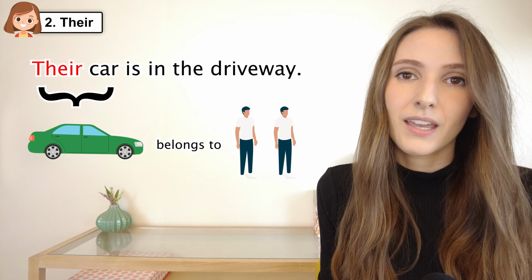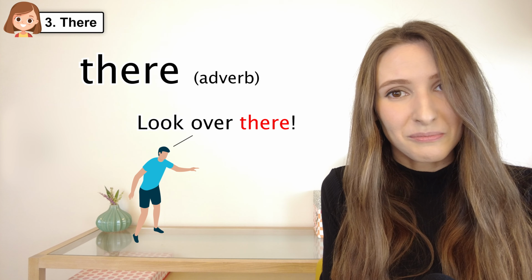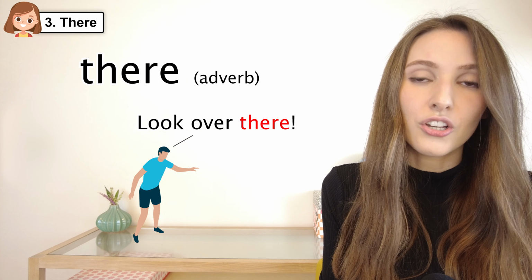There are many countries in the world I haven't been to. In this sentence, we indicate that I have never been to many of the countries in this world. I have been to some of them, but not all. There can also be considered an adverb when it modifies the verb. In this sentence, look over there. You're telling a person where to look. Not here, but away from us. Look over there.